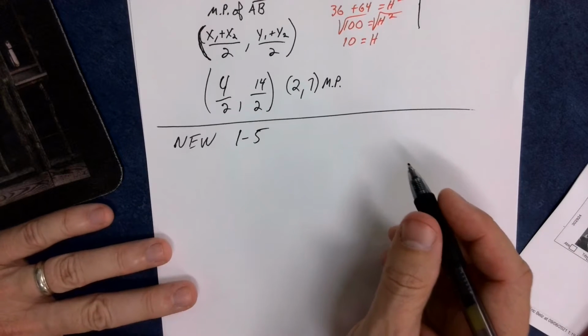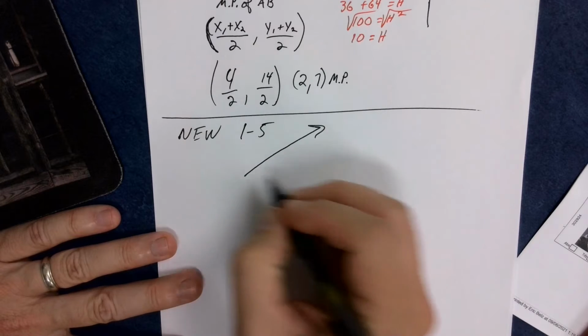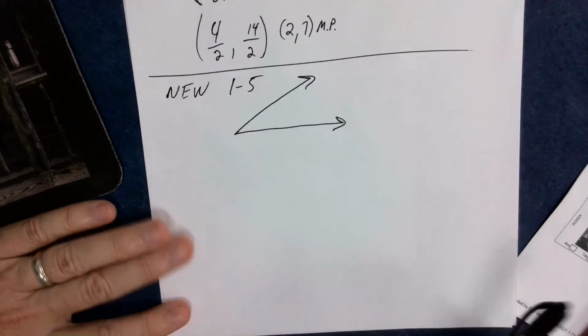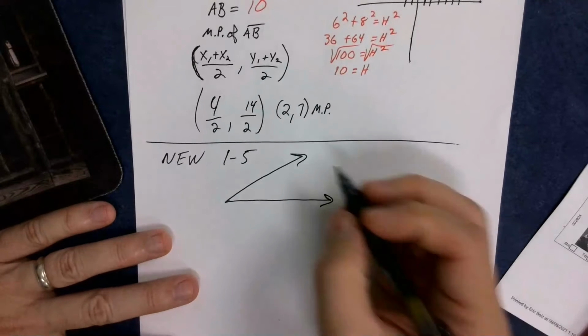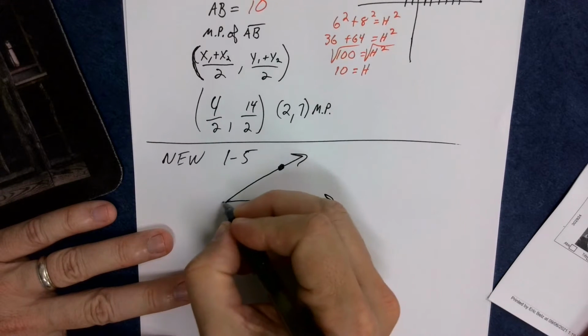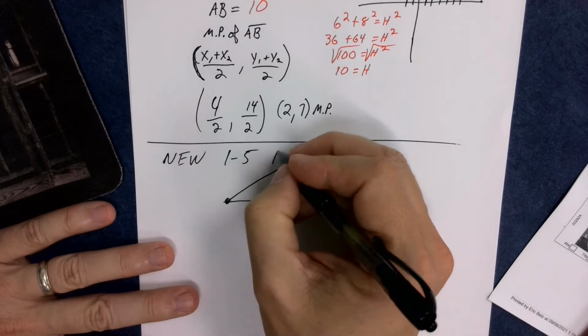So what the heck is an angle in geometry? Well, if we have a ray, and another ray, and those two rays share the same endpoint like this, then we can name this angle a couple different ways.